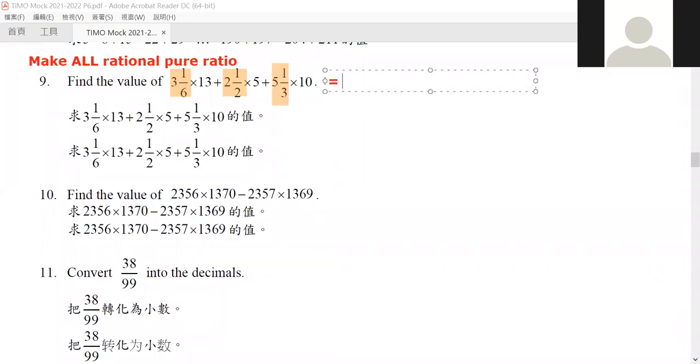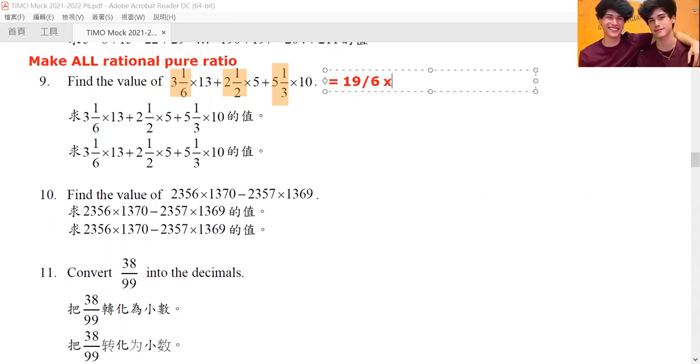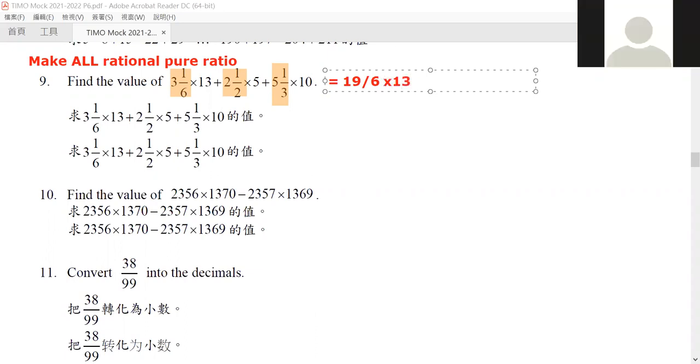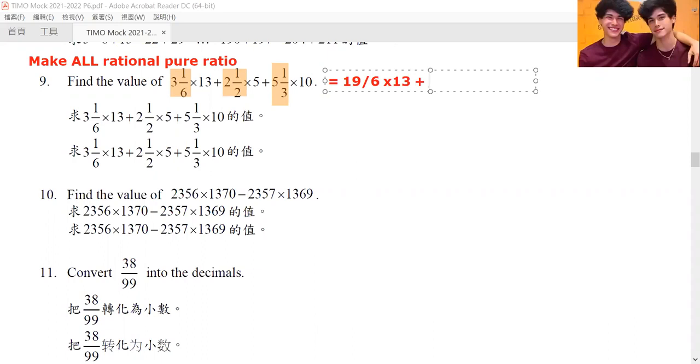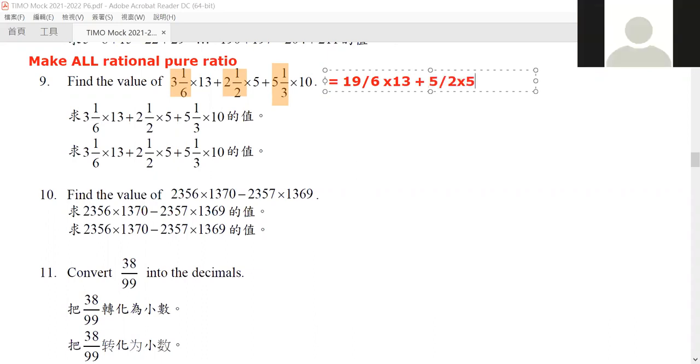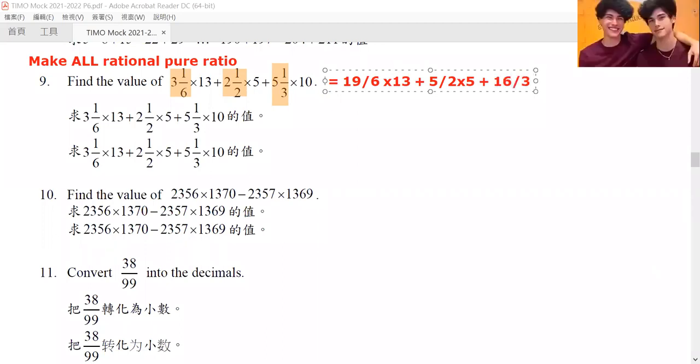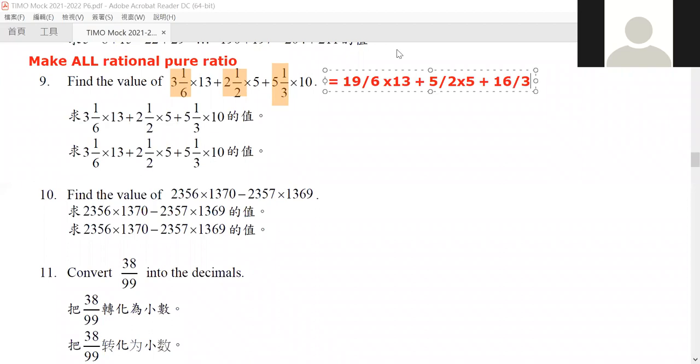ratio. So the first term, 3 and 1/6, can be rewritten as 19 over 6, times 13. The second term, 2 and a half, is 5 over 2, times 5. And finally, the final term will be 16 over 3, times 10. Yes, thank you. And if you would like to answer any more of these questions, you may want to answer them in the chat room, okay?